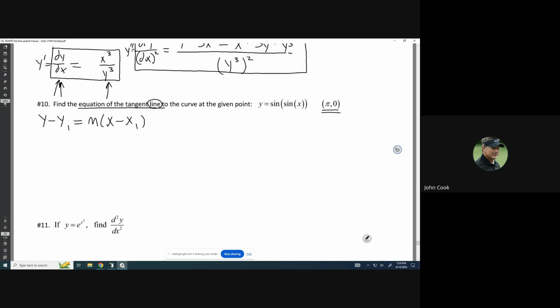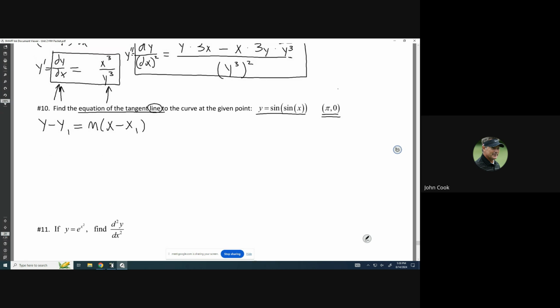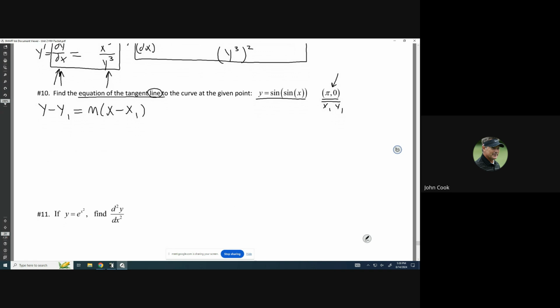All right, so here we go. The cool thing is it says, find the equation of the tangent line, that's the template of it, to the curve at this given point. So this is the curve and this is the given point. Well, that given point gives us the x1 and the y1 automatically. So we just plug those parts in. y1 is 0. x1 is pi. Now you just need to find the last little part, the slope. That's the last thing that you need to plug in.